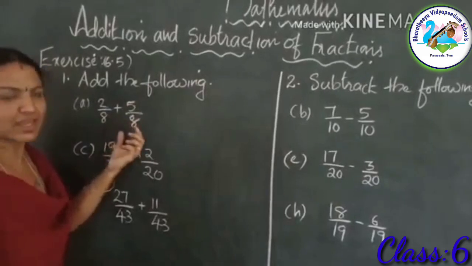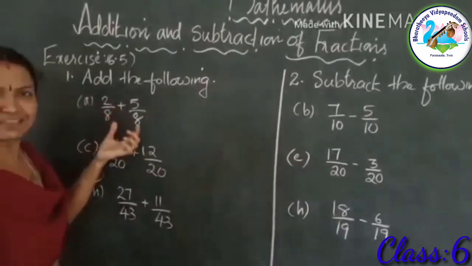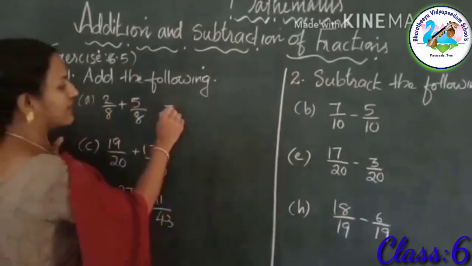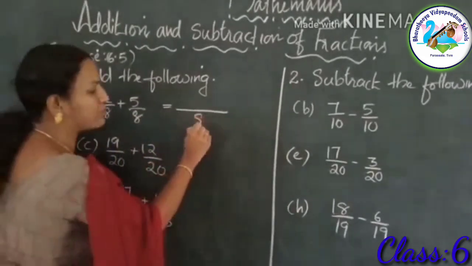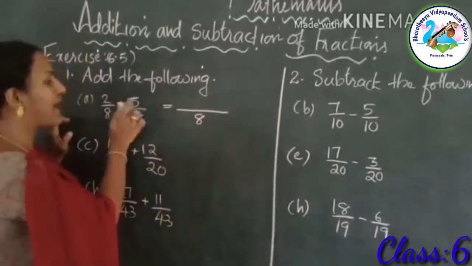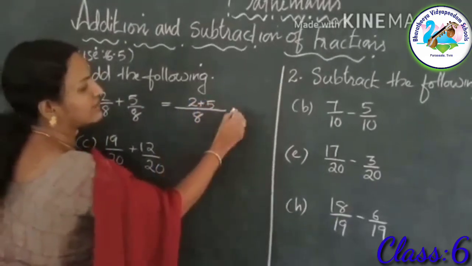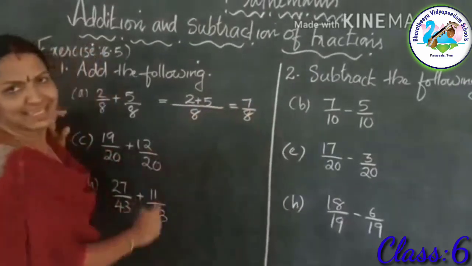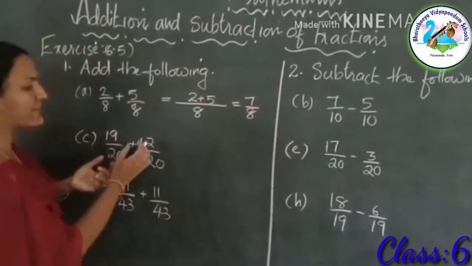So these are like fractions. How to add two like fractions? If the denominators are same, we add the numerators and write the same denominator. Here the denominators are same, so you write the same denominator 8. We add the numerators, 2 plus 5 is 7. 7 by 8.